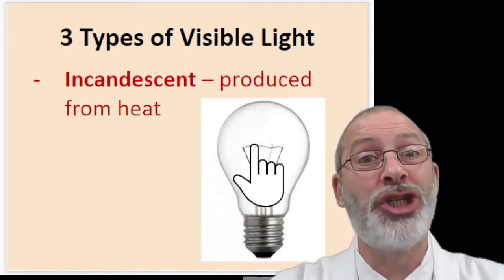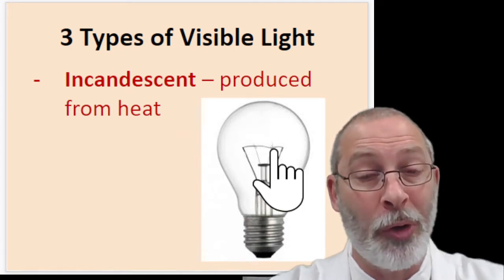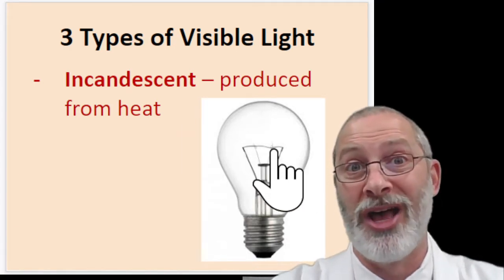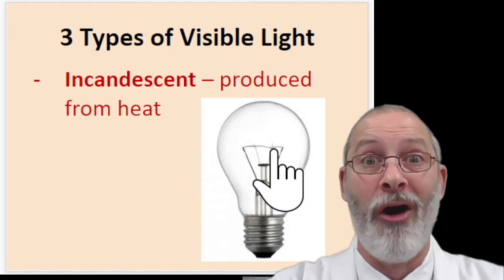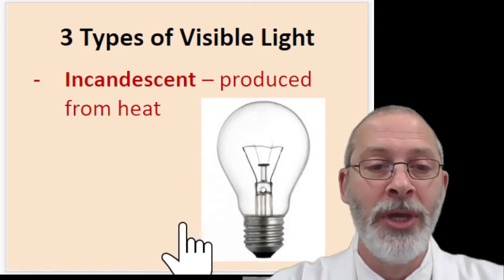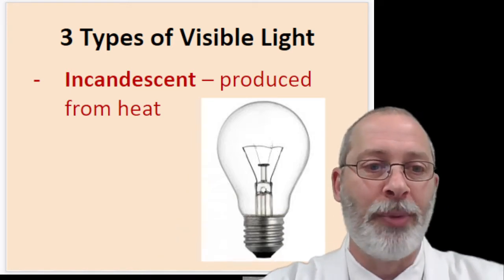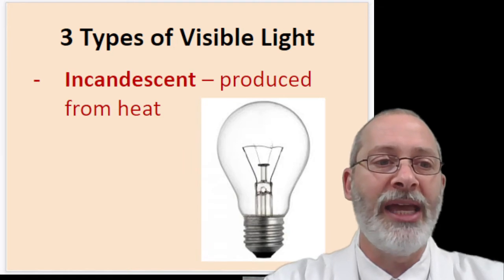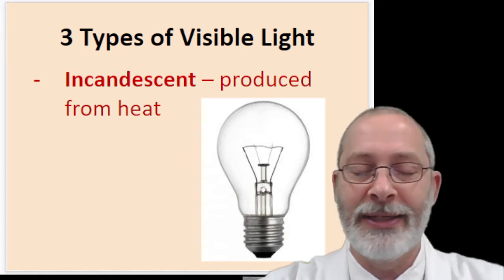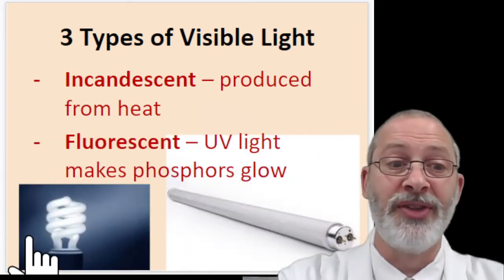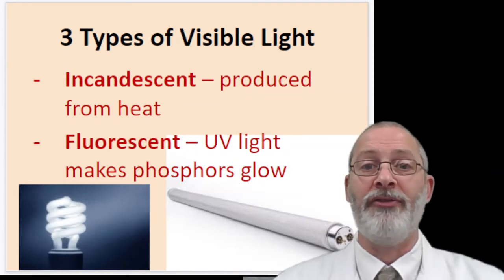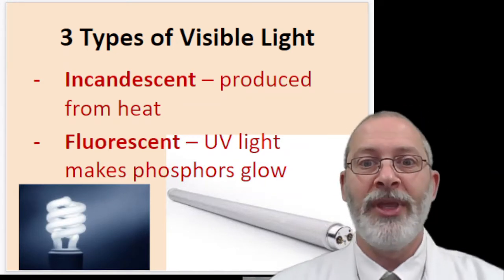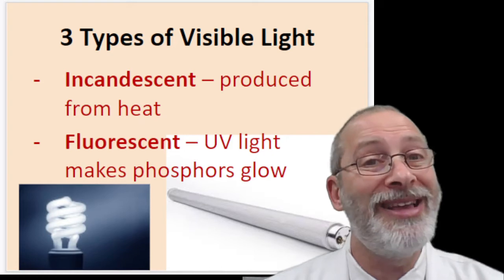And if you've ever changed one of these light bulbs, you may have actually burned yourself because they can get awfully hot. So incandescent light bulbs produce light from heat. That brings us to the next form of artificial light, and those are fluorescent lights.